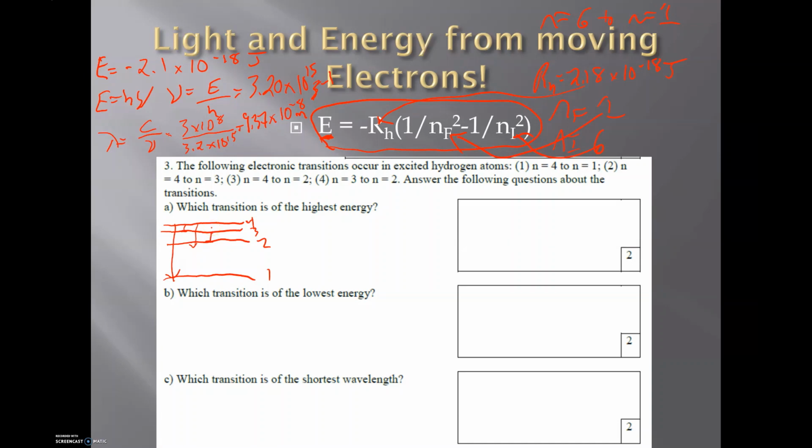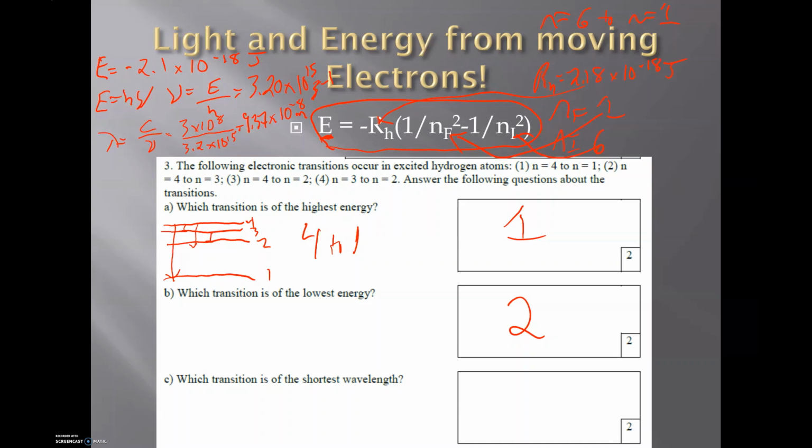So looking at the way I've drawn this out, which one looks like it's going to have the biggest amount of energy released? Well, 4 to 1. You can definitely see that there's a larger space in between that compared to the others. So transition 1 would be the answer to part A. Now looking at part B, it says which transition is of the lowest energy, still using this chart. Well, we can see that 4 to 3 has the smallest gap. So 4 to 3 would be the answer there. So number 2 would fill in there.